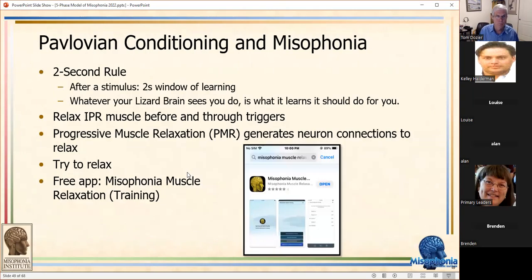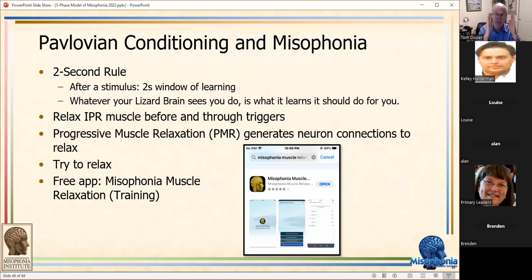Okay, so Pavlovian conditioning and that misophonia reflex, remember the 2-second rule. After a stimulus, there's a 2-second window of learning where your lizard brain is watching, and whatever it sees you doing after the trigger, after it zaps you, then if it sees you tighten that muscle a little bit yourself, it goes, oh, doing the right thing, which is what naturally happens. If it goes trigger, boom, really getting to you, then the lizard brain goes, oh, I need to do it harder and harder and harder. And that's part of why it gets worse and worse and worse.